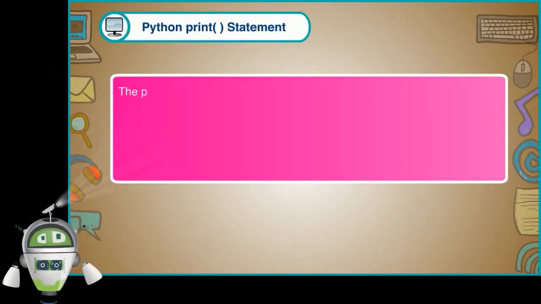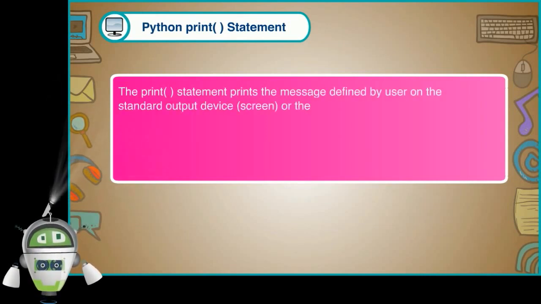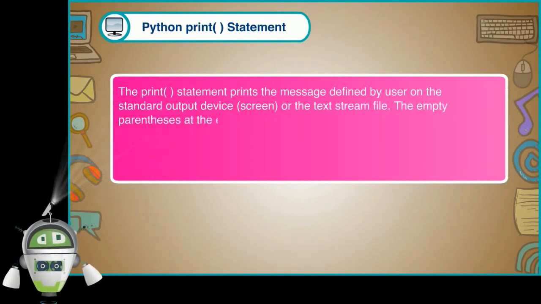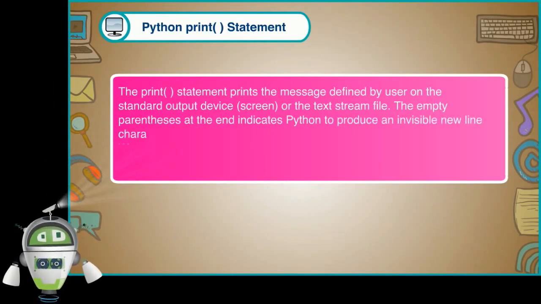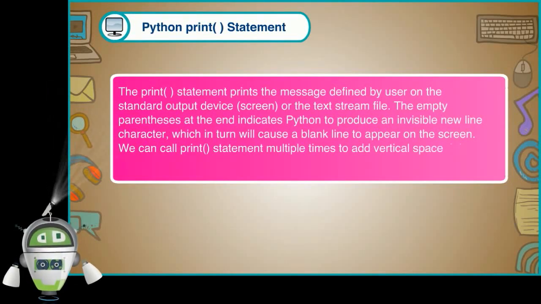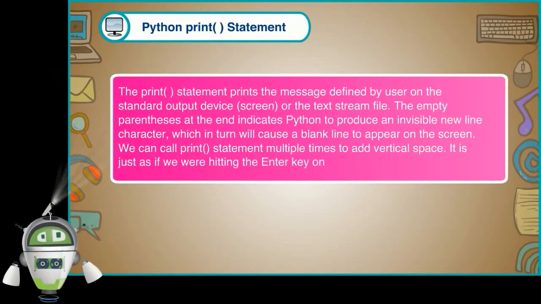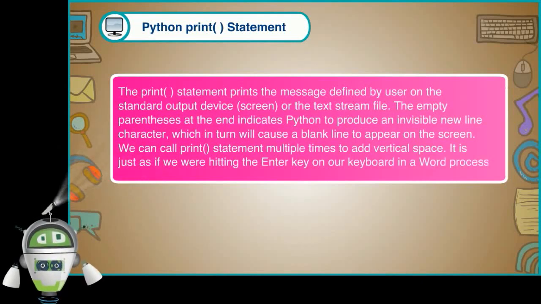Python print statement. The print statement prints the message defined by the user on the standard output device, the screen, or the text stream file. The empty parentheses at the end tell Python to produce an invisible new line character, which in turn will cause a blank line to appear on the screen. We can call the print statement multiple times to add vertical space. It is just as if we were hitting the Enter key on our keyboard in a word processor.